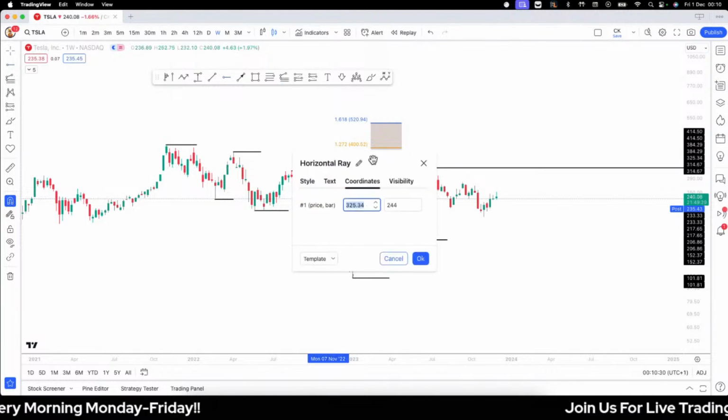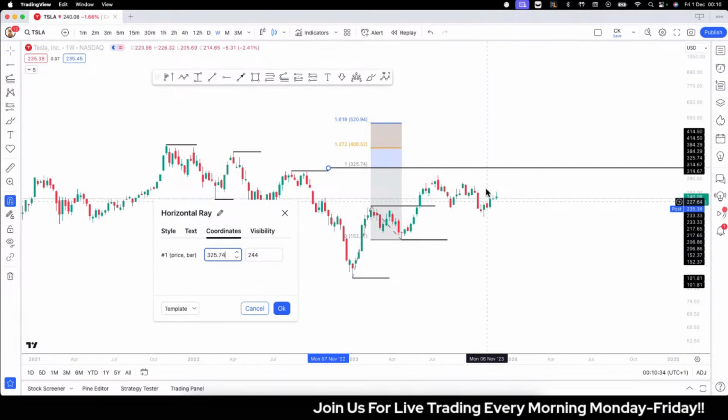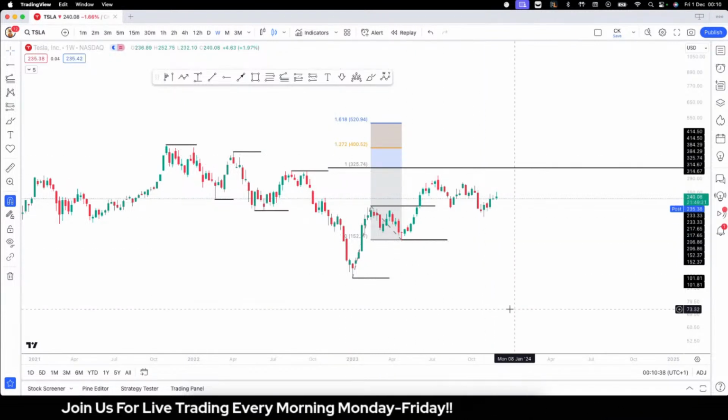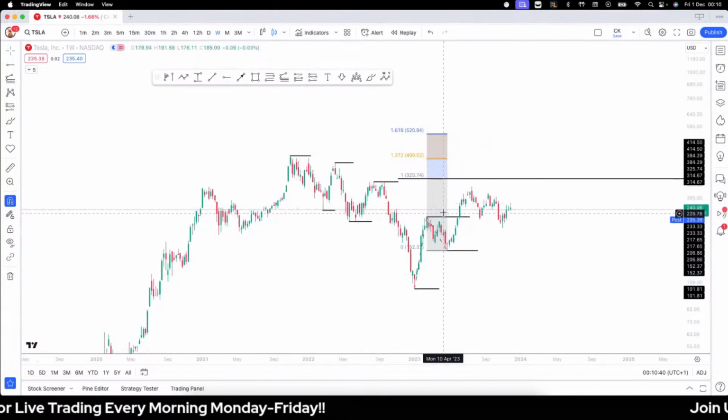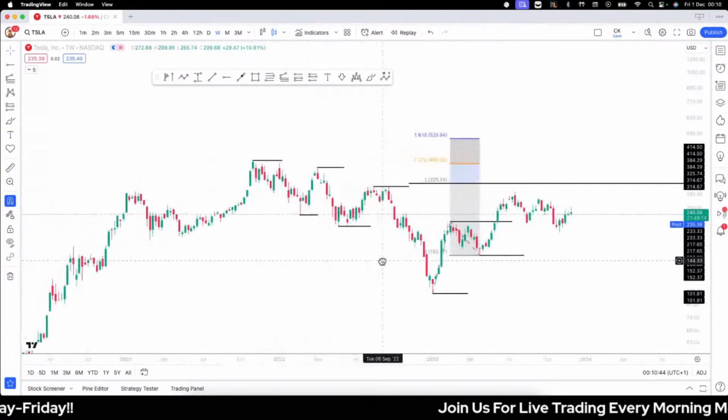So 325.74, that would be the first very relevant level to trade into based on these trend-based Fib extensions. But you can use them both ways. You can use them to determine upside targets, but you can also use them to determine downside targets.